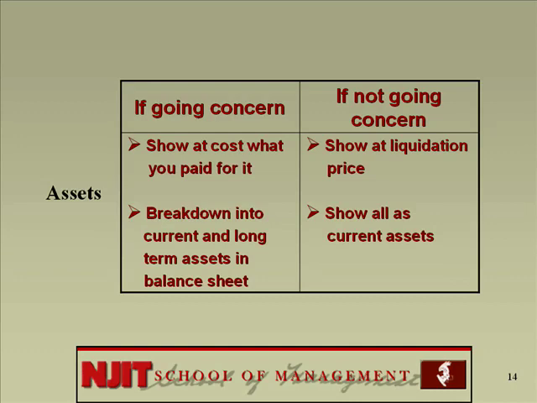Similarly, when you do the balance sheet, if a company is considered a going concern, they have to break down assets into current and long term. If a company is not a going concern, and it's assumed that the business will go bankrupt within a year, all the assets are shown as current. They don't break it down. Is that clear? Let's go to the next one, the full disclosure principle.